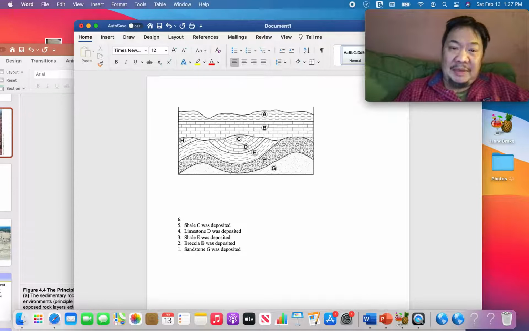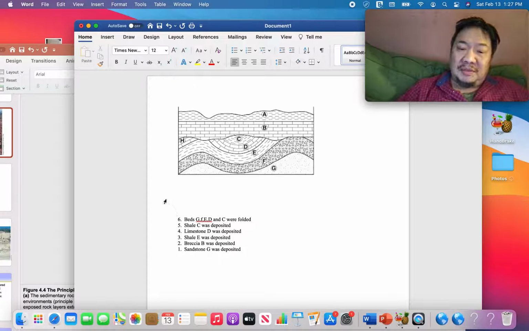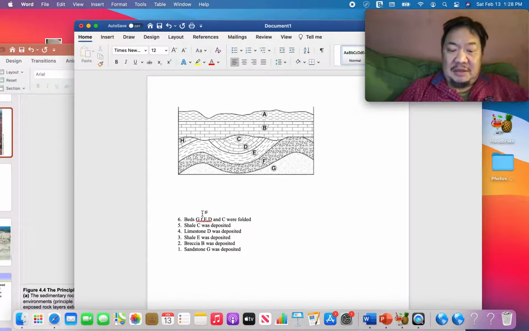Well, what must have happened next was beds G, F, E, D, and C were folded. We know that they must have been folded after they were deposited because of the principle of original horizontality. These beds must have originally been horizontal, and then after they were deposited, they were folded. Tell me what happens next.